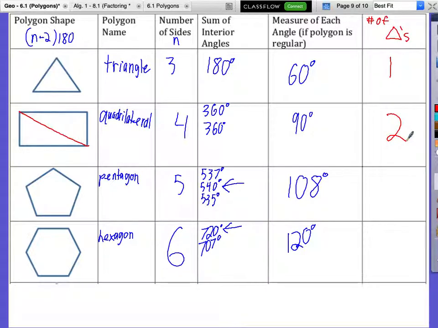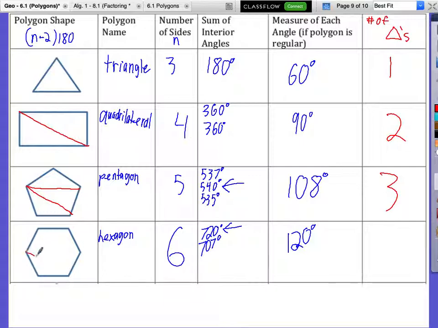180. So we would double that. Here, if I went from this point of the pentagon, I draw diagonals. How many triangles could I make? 3. 1, 2, 3. Pattern. Do you notice that's the number of sides minus 2 is the number of triangles? We're going to take an n minus 2.